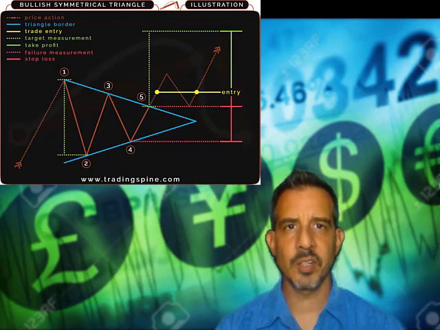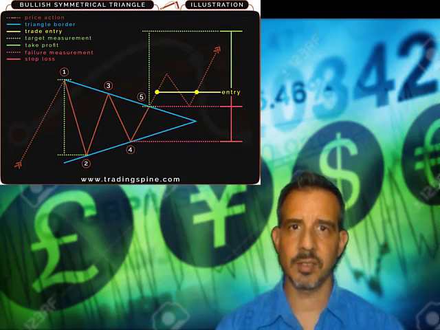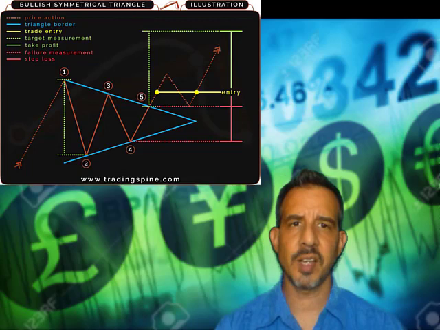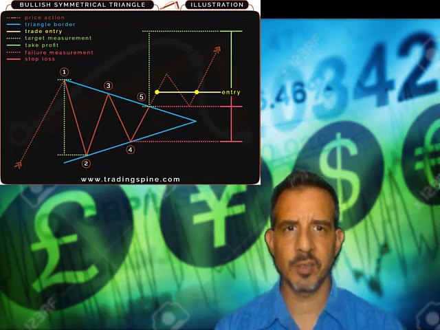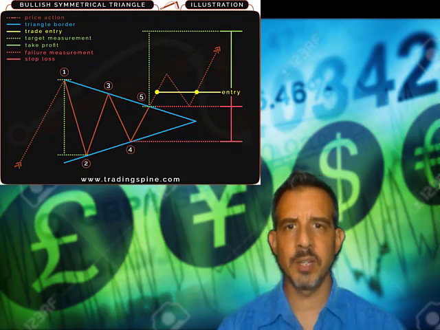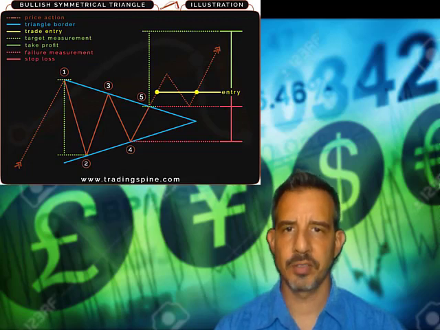The more common direction for the pattern is continuation, but that doesn't rule out the existence of reversal symmetrical triangles. Volume usually decreases as the pattern is being formed and increases when breaking or rejecting the triangle's border, number 5. This pattern is commonly found on medium and long-term time frames. Let's talk about trading the pattern.